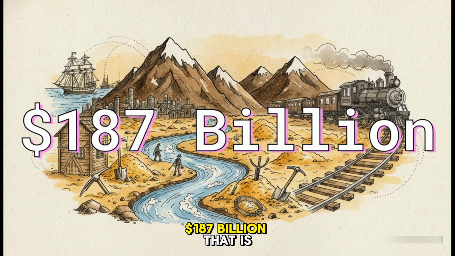$187 billion. That is the astronomical modern value of the gold mined during the California Gold Rush. It's just wild. Discovered right as the U.S. took California in 1848, this massive economic explosion sent Western settlement into hyperdrive, blowing past everyone's expectations.